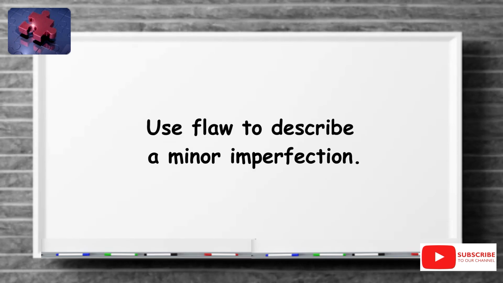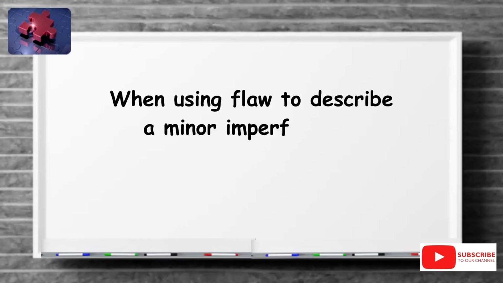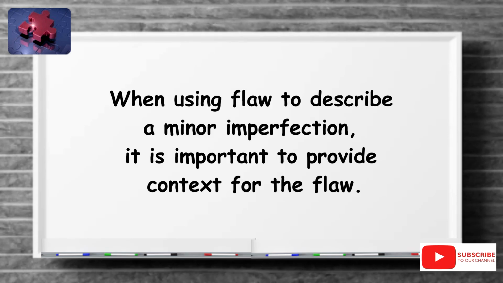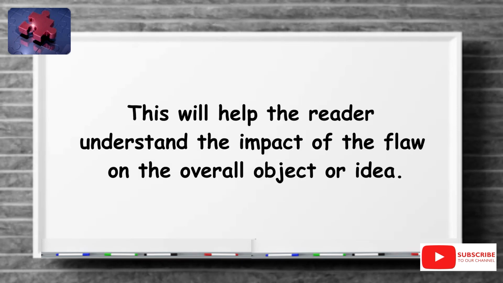Use flaw to describe a minor imperfection. For example, the painting was beautiful, but there was a small flaw in the corner. When using flaw to describe a minor imperfection, it is important to provide context for the flaw. This will help the reader understand the impact of the flaw on the overall object or idea.